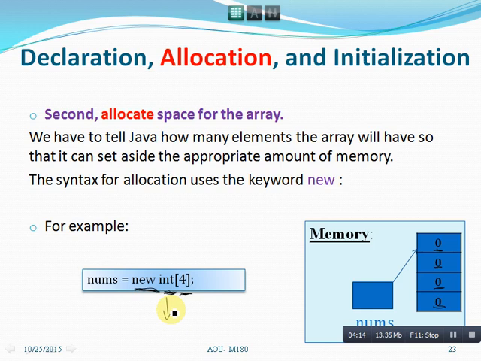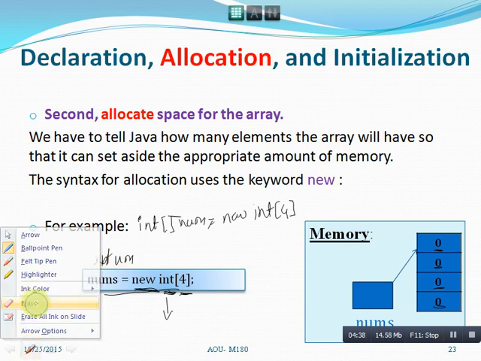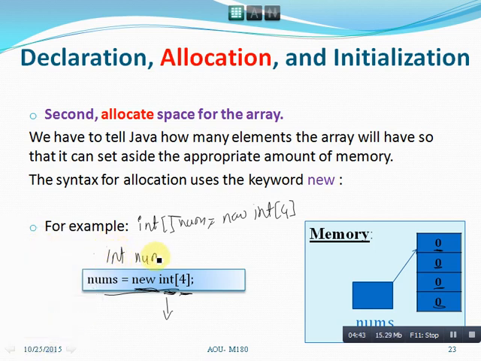Now we can write these two statements in one line as int num is equal to new int of 4. It is the same as writing two statements, first int num with the brackets over here, and then writing num is equal to new int of 4. It is the same as writing in one statement. This is the declaration of the array.